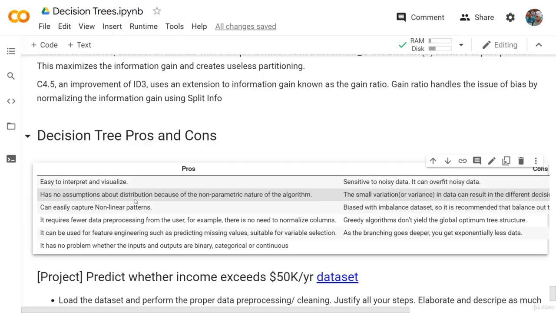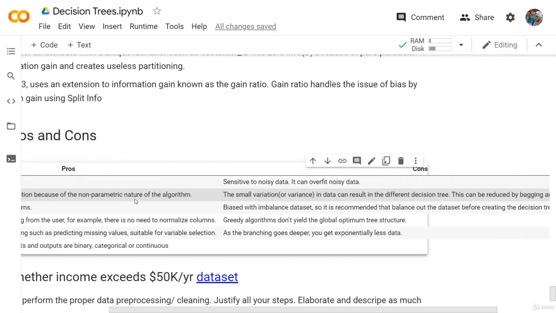Okay, and finally, it has no problem whether the inputs and the outputs are binary, categorical, or continuous. So if we have a binary input or a binary output, the decision tree will work. If we have a categorical input or output, it will also work. Continuous, it will also work, right? In the sklearn implementation, we had a problem, but this is a problem in the sklearn implementation. But in our own implementation, we handled all scenarios, right? So these are the pros of the decision tree. As we can see, it's very powerful. Let's now look at the cons of the decision tree.